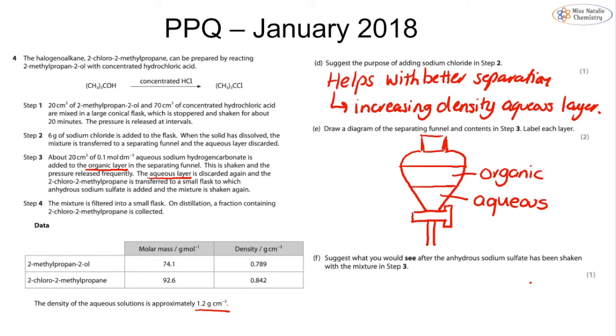So for part F, suggest what you would see after the anhydrous sodium sulfate has been shaken with the mixture. Well, we know that this is a washing process, and we've previously said that we should see our solution turning clear. And that's how we know that it has been washed and we've removed all of those possible impurities.